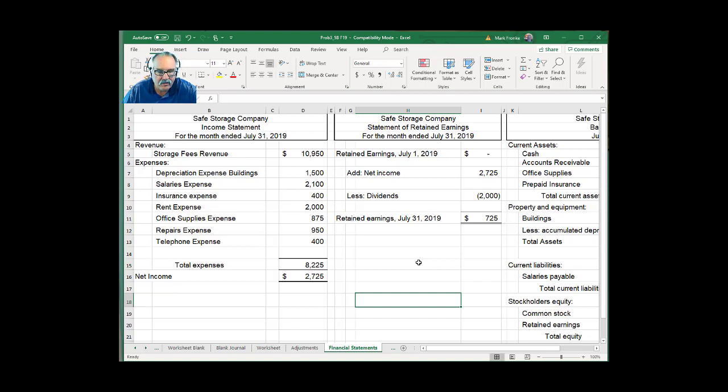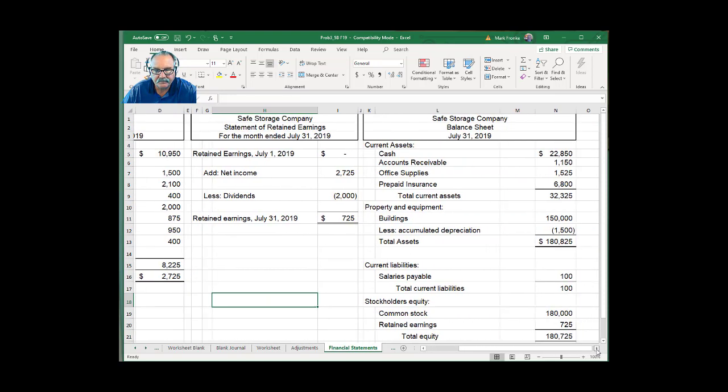Because this is a brand new company, we didn't have retained earnings at the beginning of the month. But then we add net income of $27.25. The stockholders took a dividend for $2,000, which means retained earnings at the end of July is $7.25.